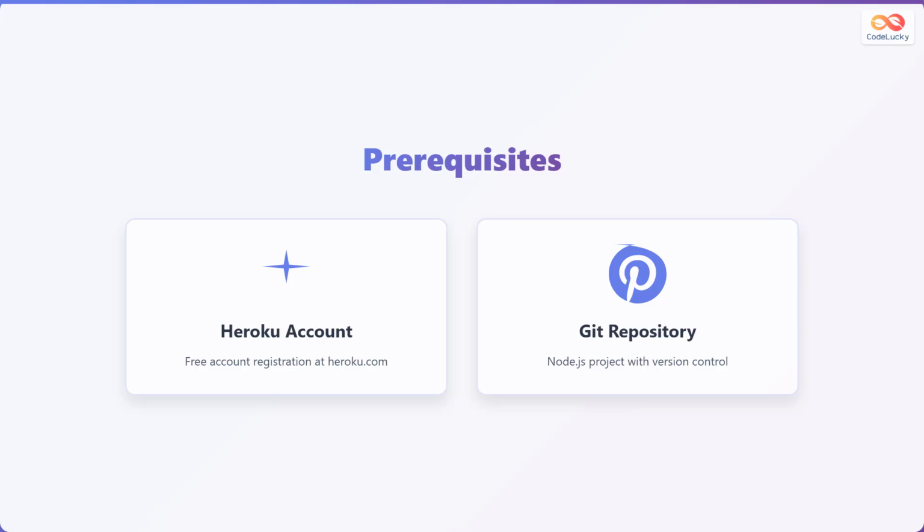First, you'll need a Heroku account. You can easily sign up for a free account at Heroku.com. Second, you will need a Git repository containing your Node.js project, with version control already set up.